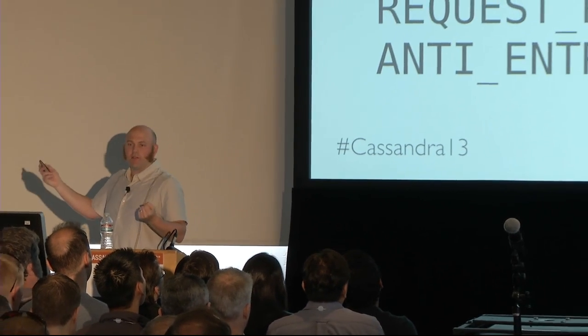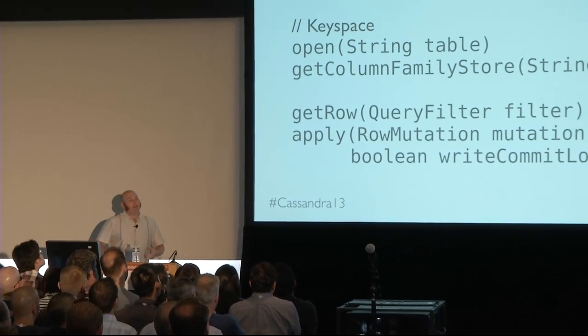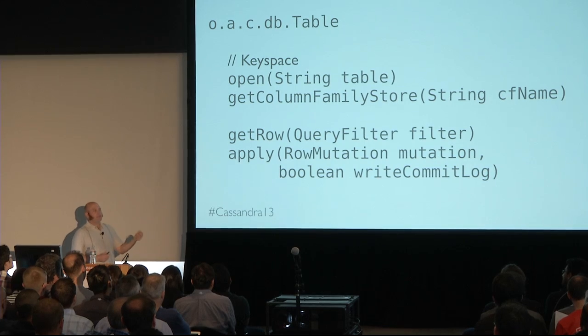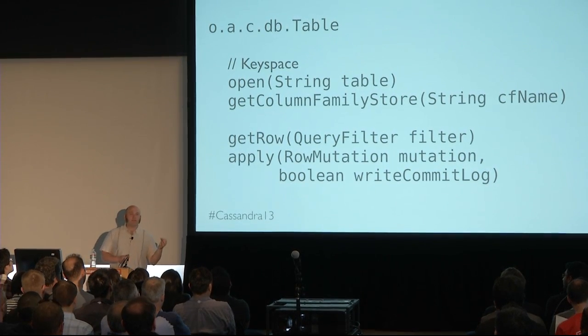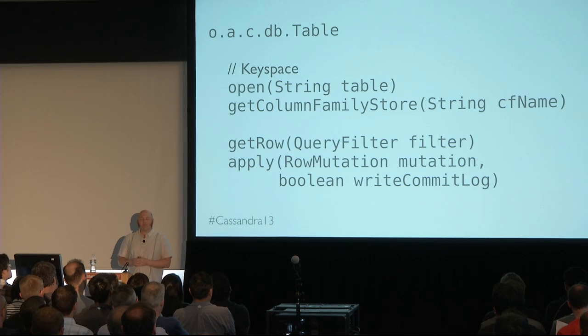Quickly now onto the database layer. The concurrent package just maps stage names to thread pool executors. These are the things you see in nodetool tpstats. In the database package, the thing that you think of as your keyspace is implemented in an object called Table. We have one instance of these for each table. We call open to get that instance all the time.